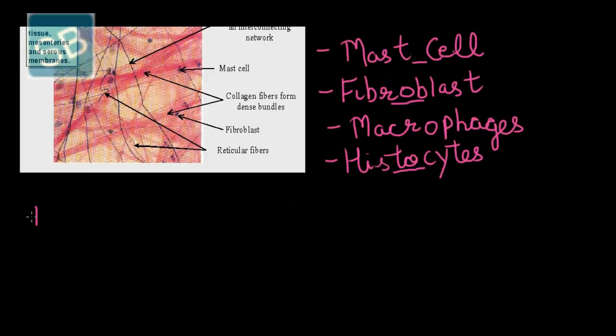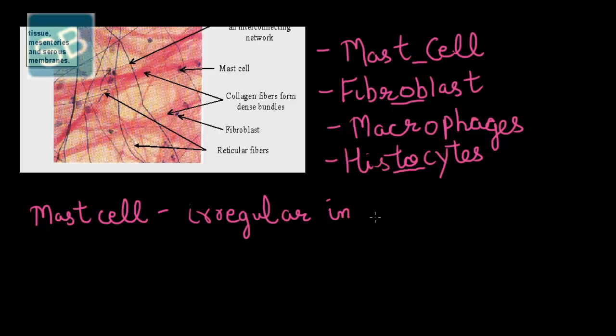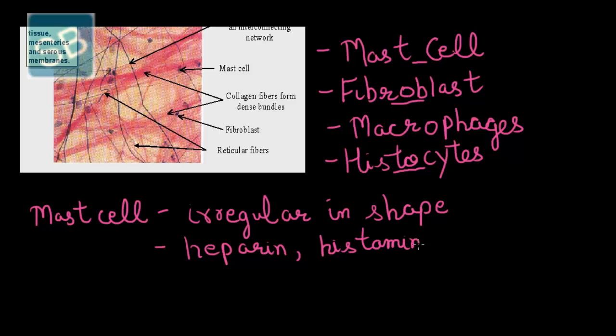Thus, mast cells can be characterized as irregular in shape and large in size, secreting mainly three active substances, that is heparin, histamine and serotonin.